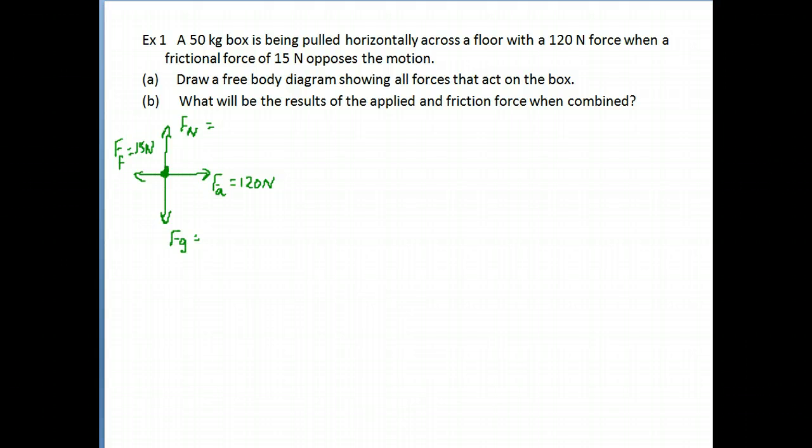So what you have to remember, the force of gravity is the mass times the gravitational constant, or 50 kilograms times 9.8, which is going to be 490 newtons. Now, since the object isn't sinking into the floor, the normal force, or the force exerted by the floor to hold it up, must be equal to that.